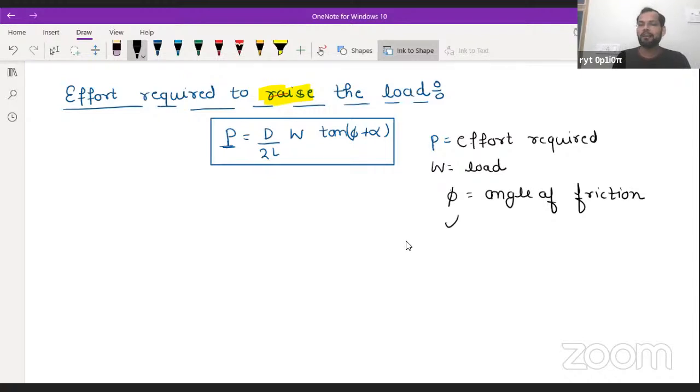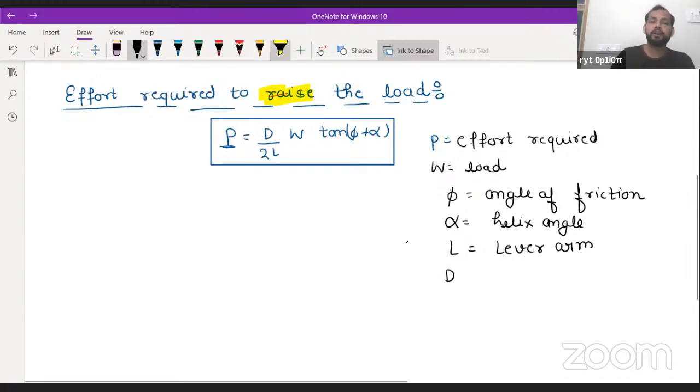Now what about alpha? Alpha is the angle of helix, or the helix angle, or you can say the angle of the threads. What angle is the thread making with the horizontal? So alpha is the helix angle. And what about L? L is the lever arm.